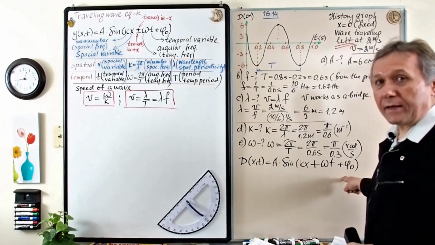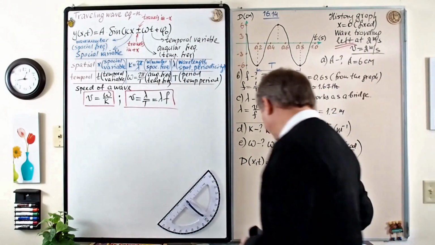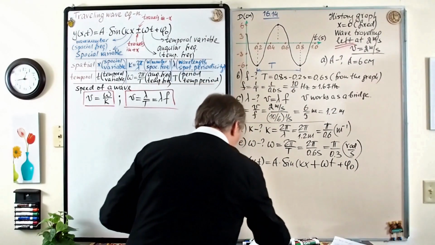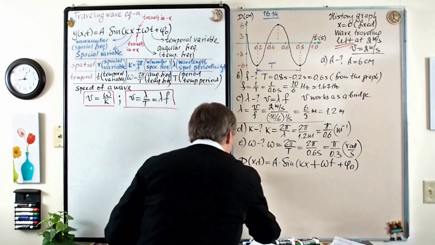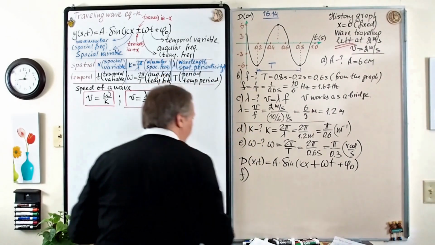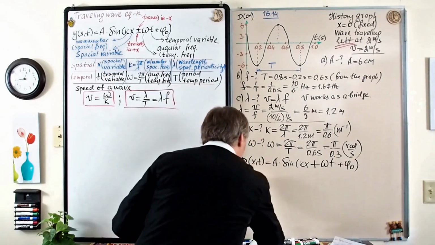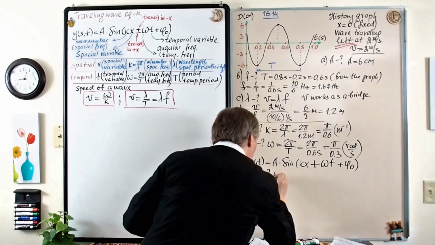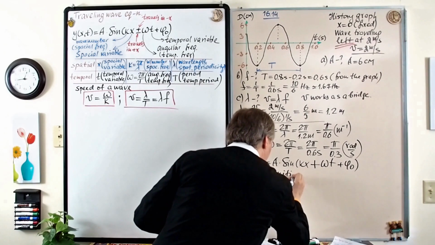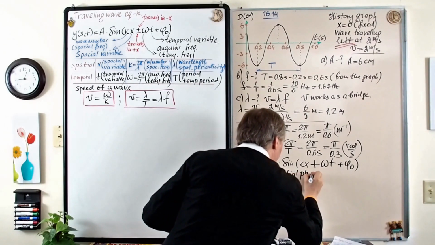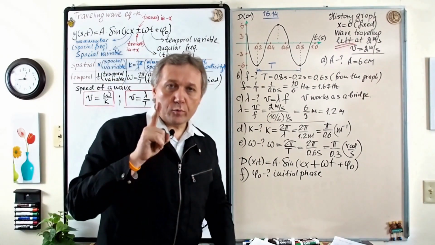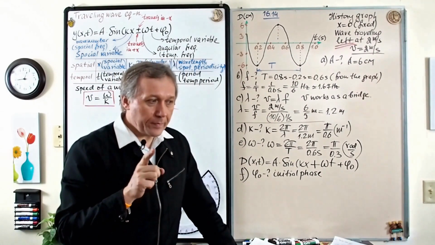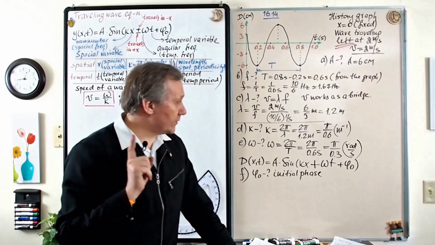So let's find initial phase now. Right? So now it's A, B, C, D, E, F. Now part F. So let's find initial phase. Phi naught, initial phase of the wave. Right? So in your homework there will be one problem where you will have to find initial phase. And here is the procedure.